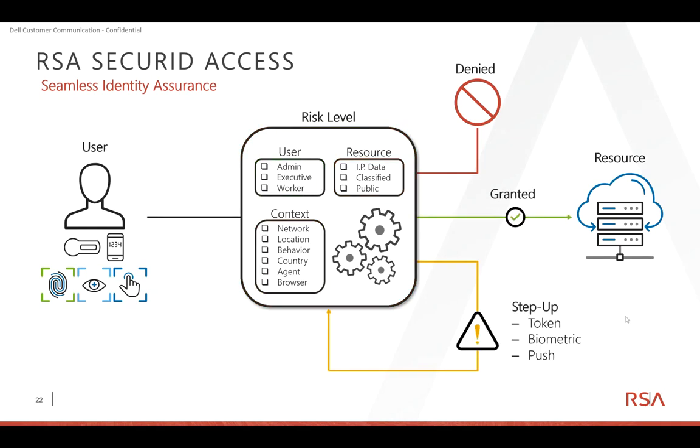So basically, you have three risk levels: user, resource, and context. If there is something wrong with the resource, the access will be denied. If the context is changed, we will ask the user to prove himself again in a more convenient way to let him access the target system.